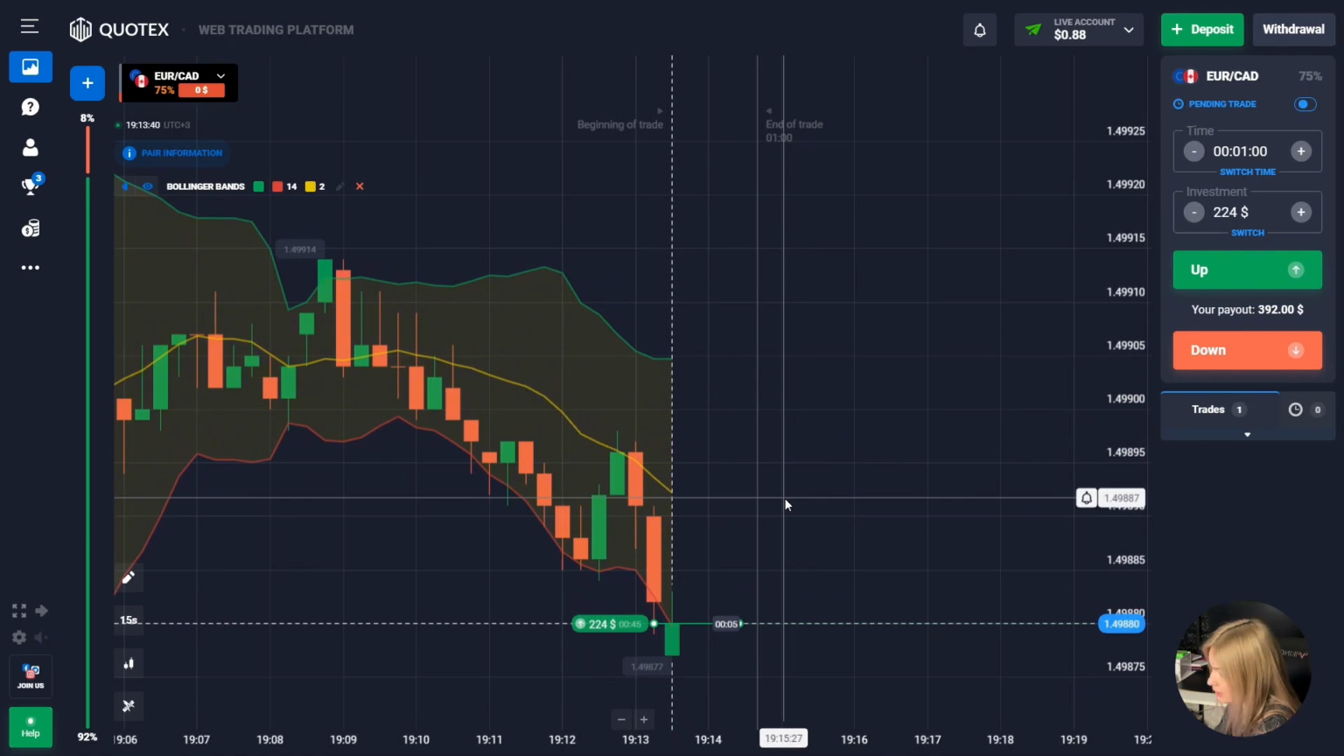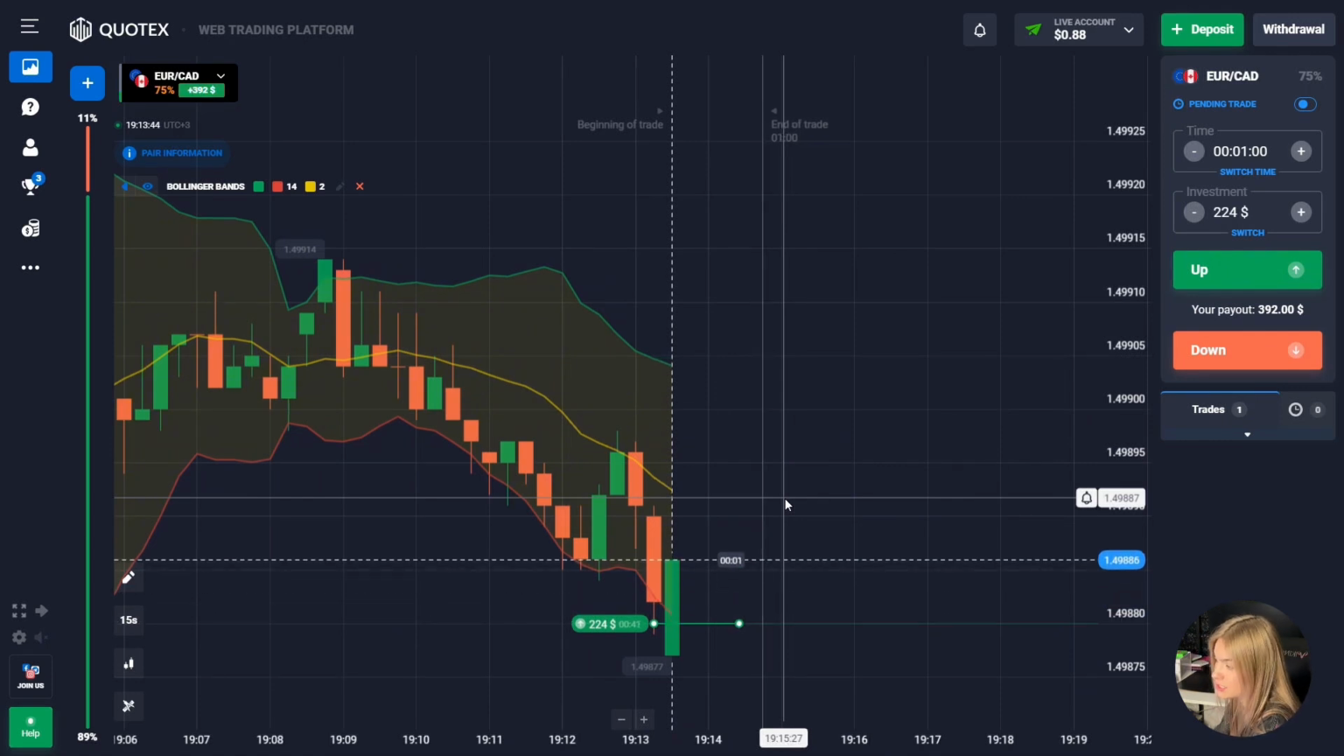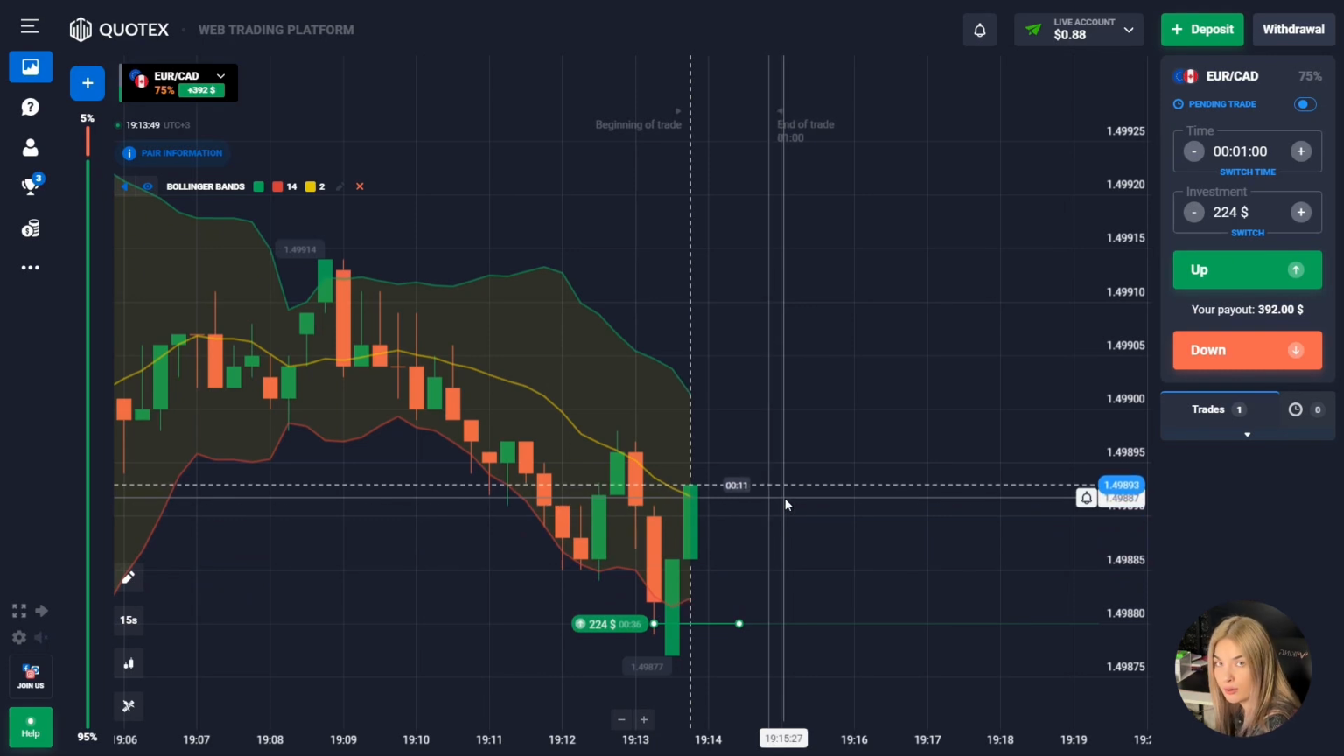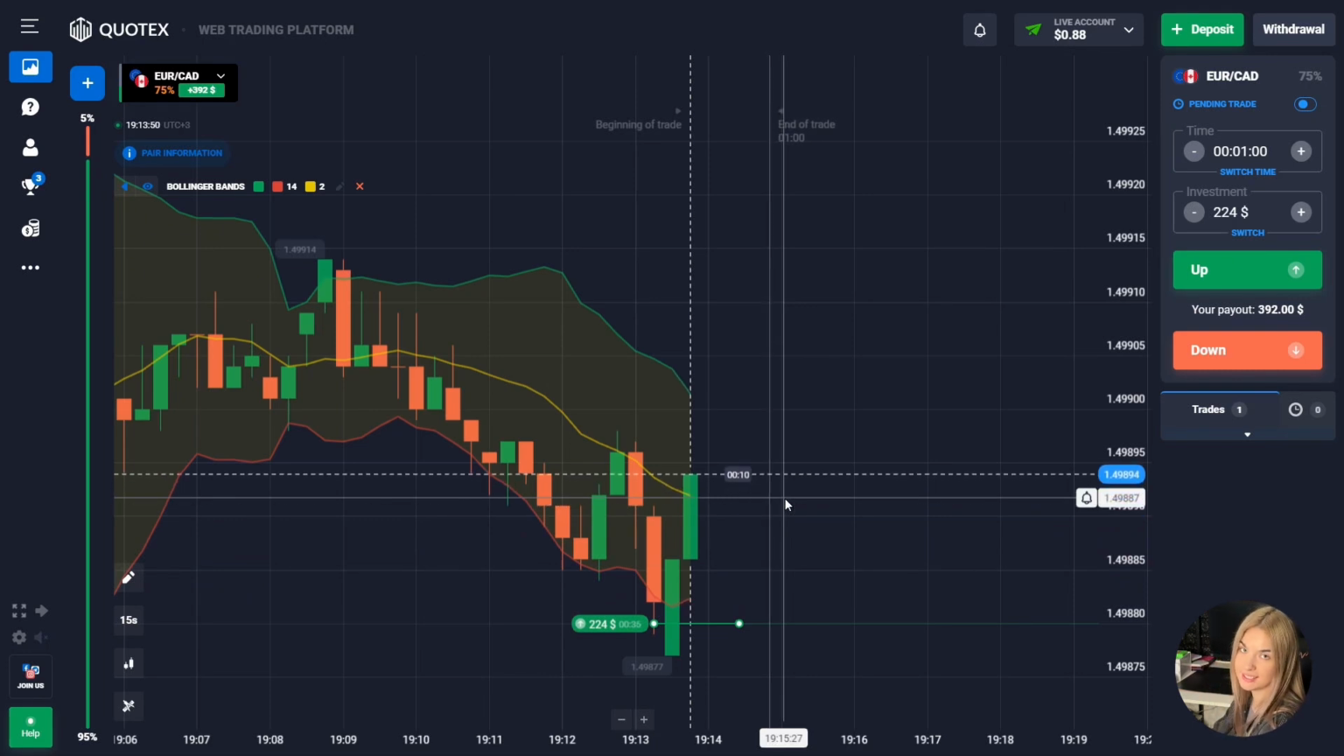We will try to make money on it here, and just as you can see, green candles are already forming on our chart and the price is showing good growth. So guys, let's wait for the end of our deal.